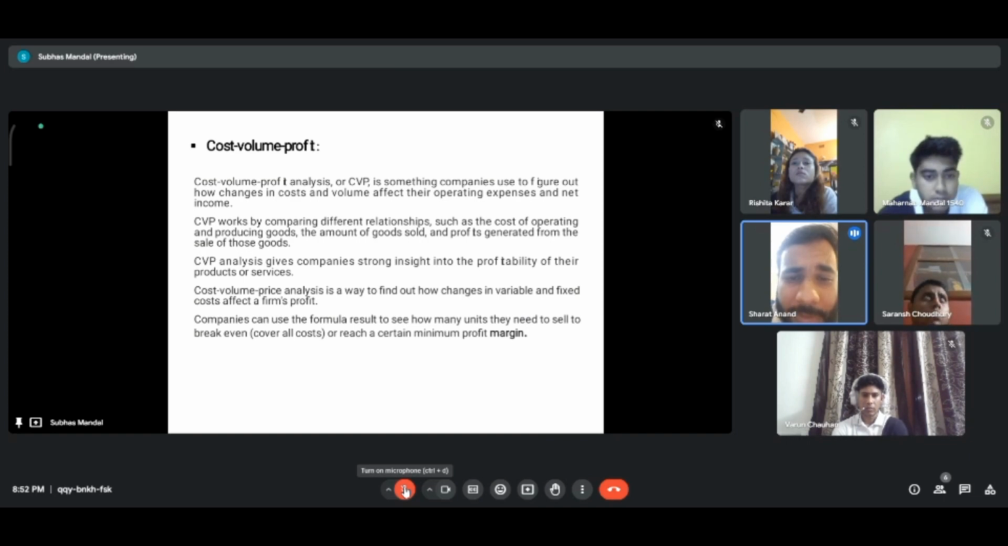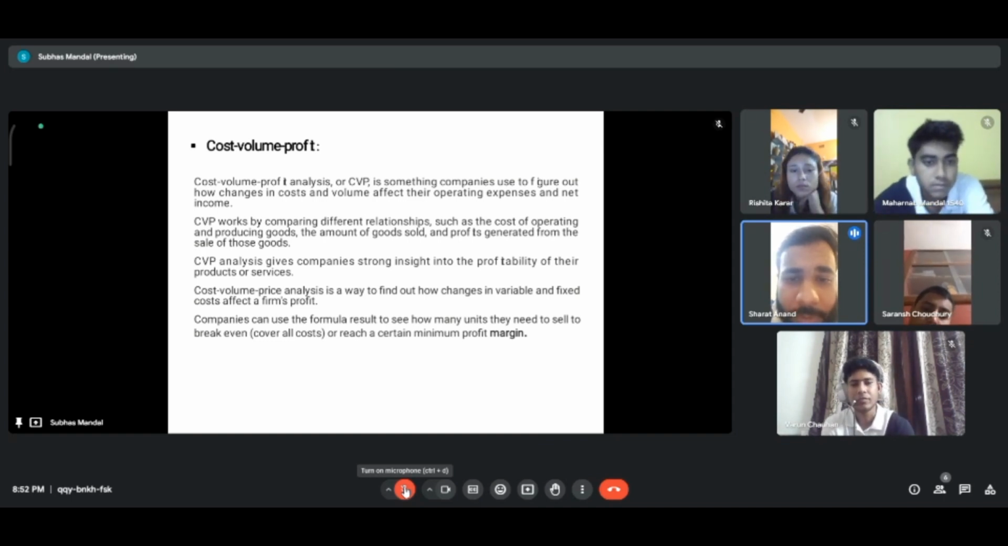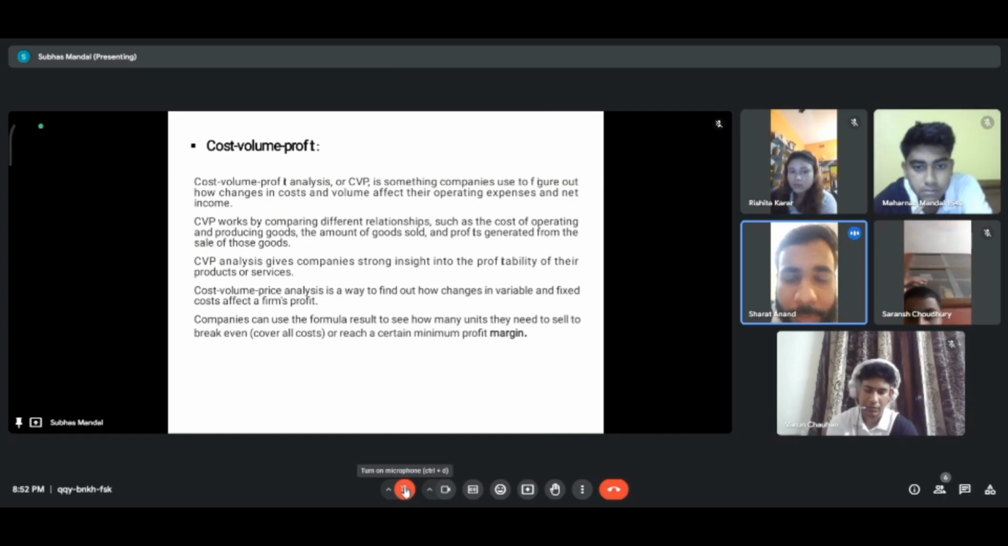Cost volume profit analysis is a way to find out how changes in variable and fixed cost affect a firm's profit. Companies can use the formula result to see how many units they need to sell to break even, cover all costs, or reach a certain minimum profit margin.